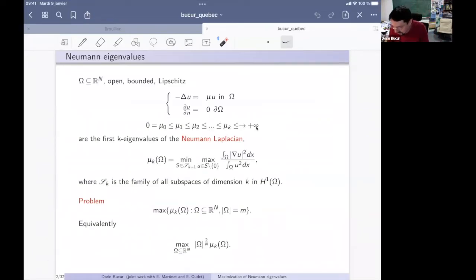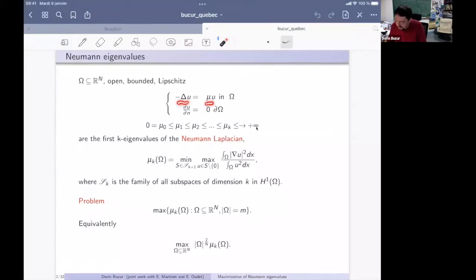I will always work in Rn, so I will discuss only eigenvalues of sets in Rn. I consider omega open, bounded, and Lipschitz. So for now, omega is smooth enough so that the spectrum of the Neumann Laplacian consists only of eigenvalues. But from the beginning, I want to say that I will not suppose omega connected. So omega may be smooth, nice, but may have several connected components, so that the zero eigenvalue for the Neumann Laplacian appears several times.